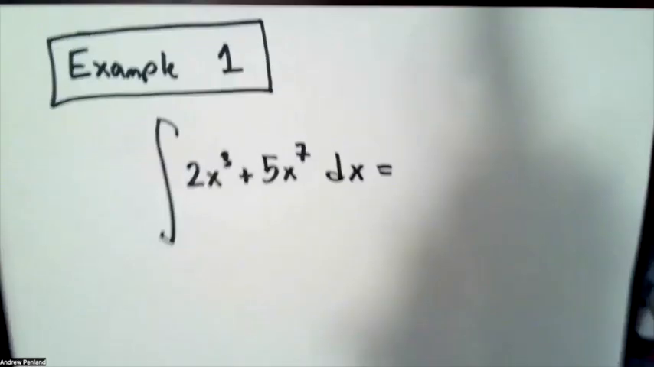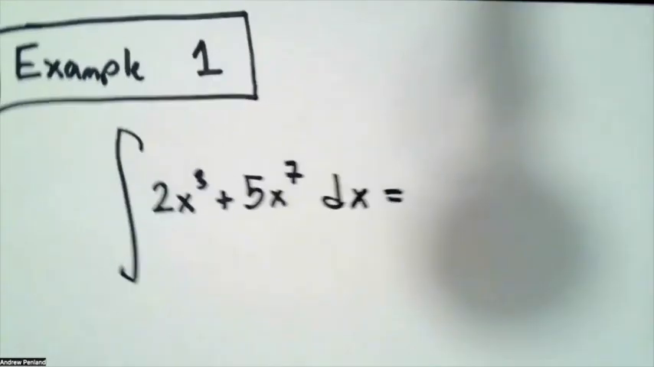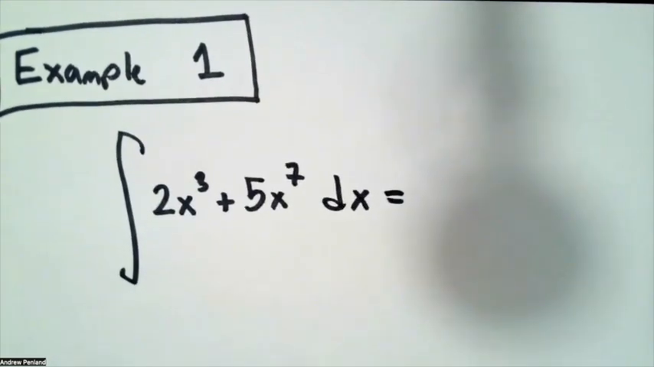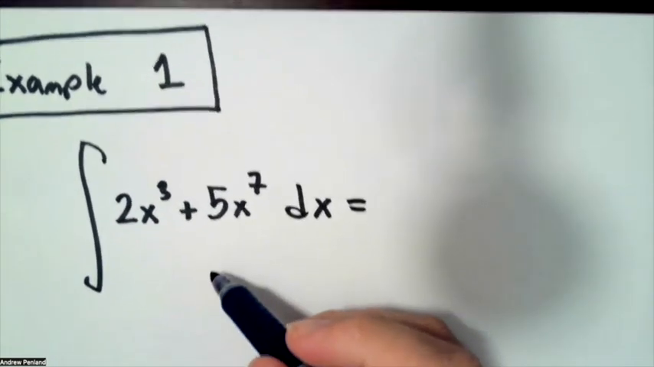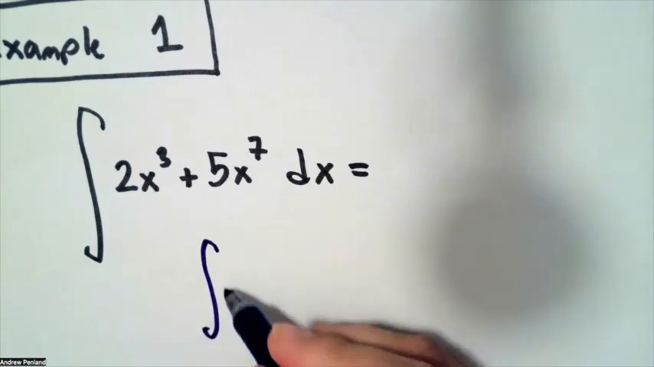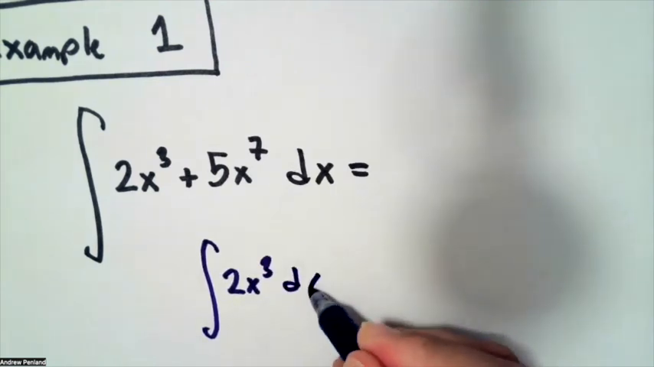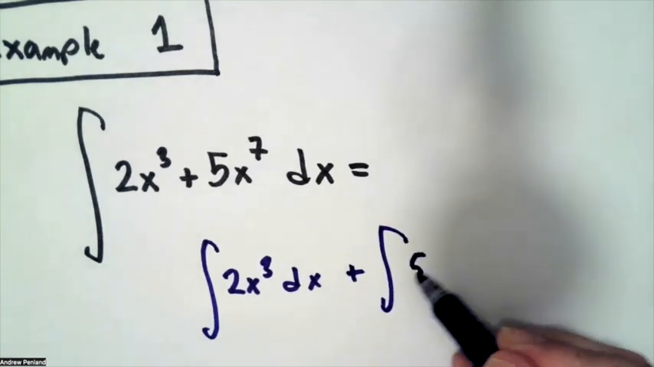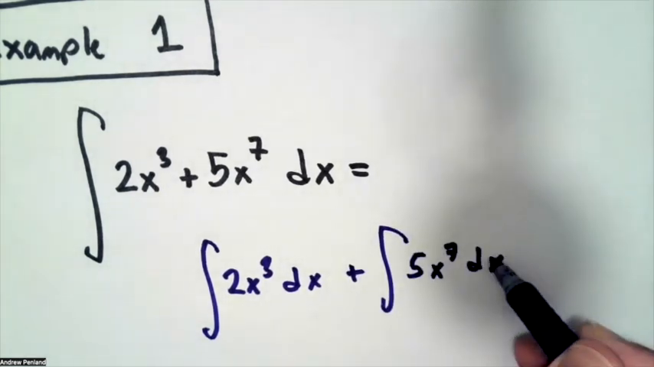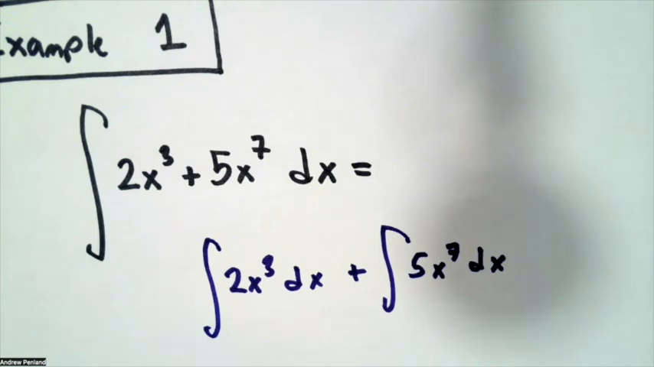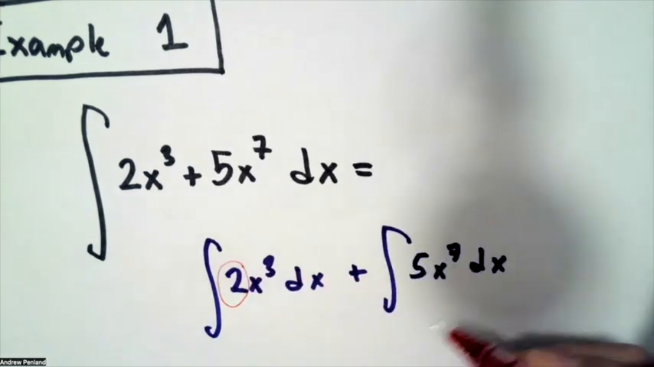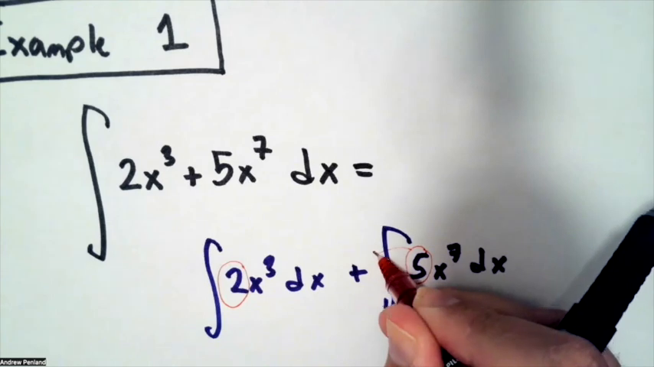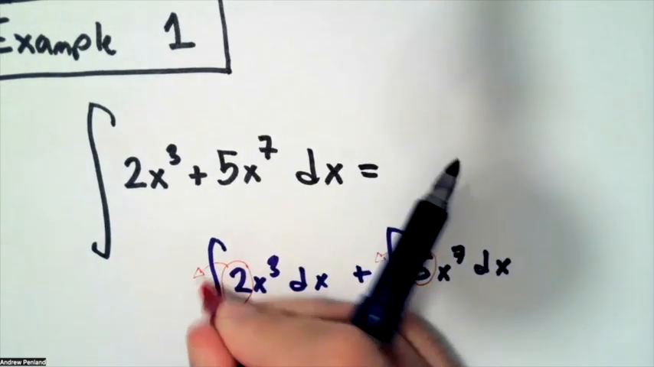So let's look at the indefinite integral of 2x cubed plus 5x to the 7th dx. So using the sum rule, the first thing we're going to do is split this up into the indefinite integral of 2x cubed dx plus the indefinite integral of 5x to the 7th dx. From here, we're going to take these constants, this 2 is being multiplied and this 5. You can use the constant multiple rule to pull these out front.